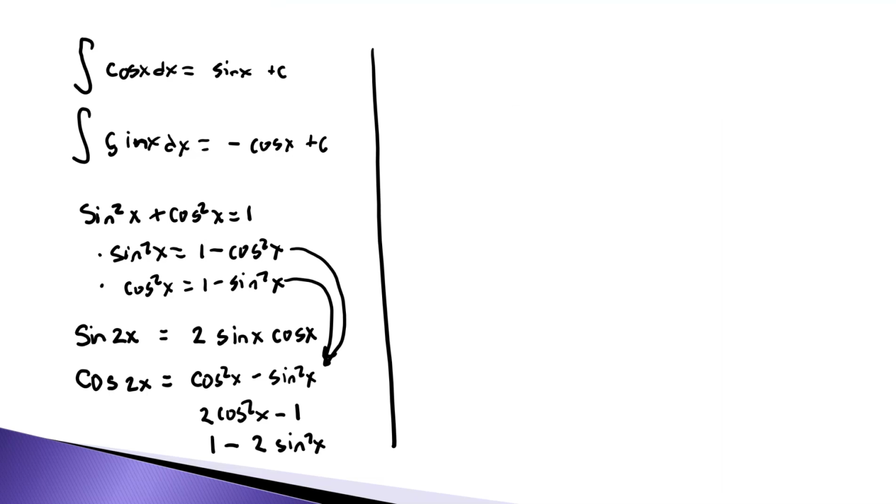So now we want to look at what happens if we don't have a single sine or a single cosine. In that case, we can convert our sines and our cosines over. So maybe I might have, let me get my pencil working.